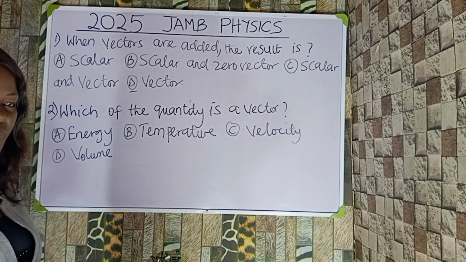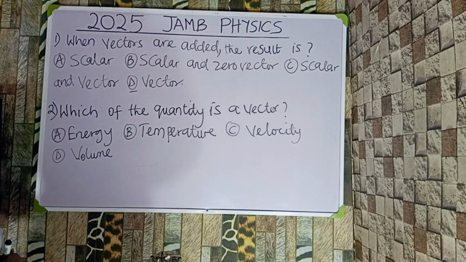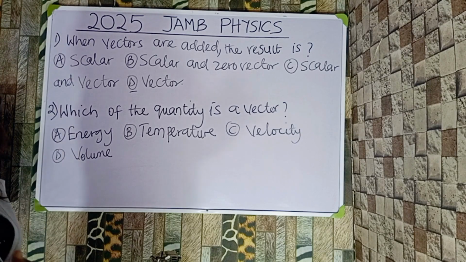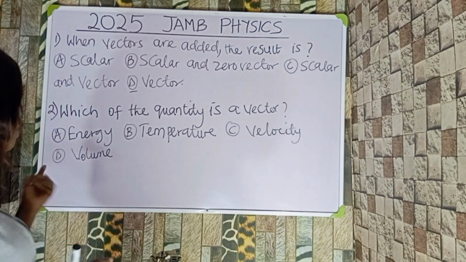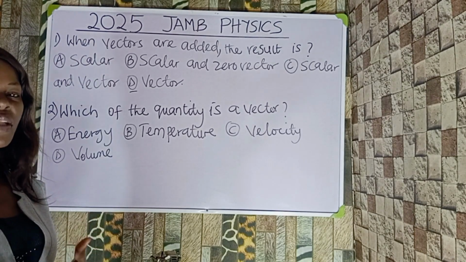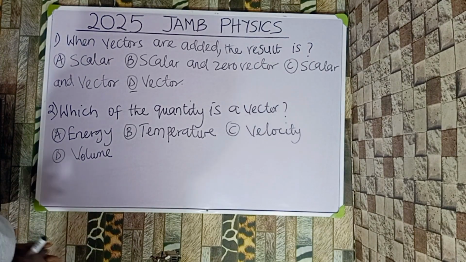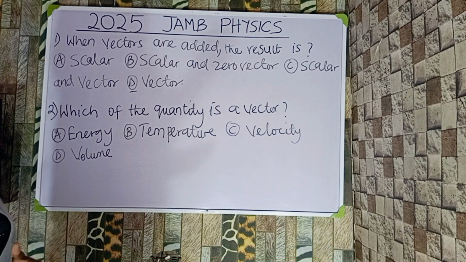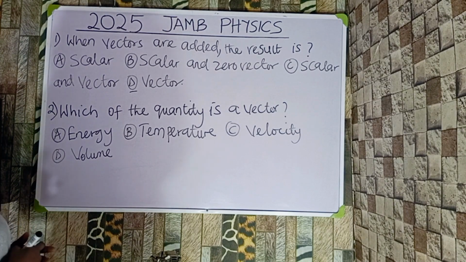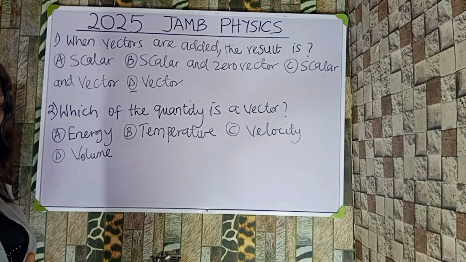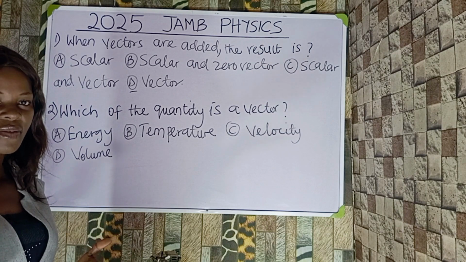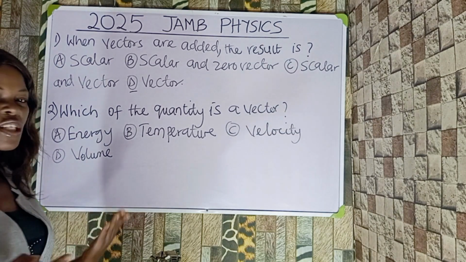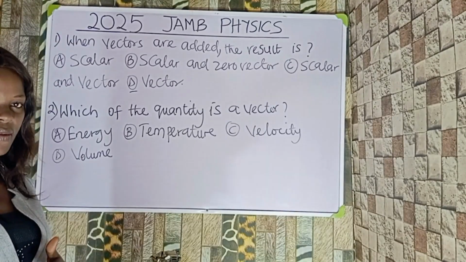I hope that is clear. The second part: which of the following quantities is a vector? Now we should know that a vector has both magnitude as well as direction. So let's look at these various options to see the one that is a vector quantity. Option A is energy. What is energy? Energy is the ability or capacity to do work. As you are doing the work, you are not moving from one place to another. So you cannot say that energy is a vector quantity.